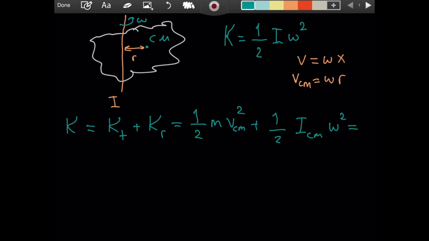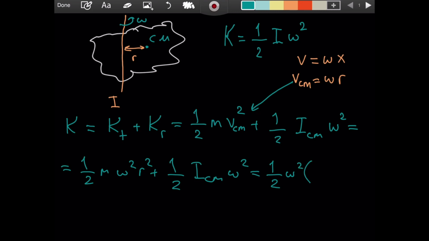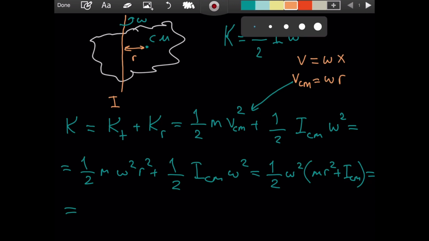And now I will substitute this here to get 1/2 m ω² r² plus 1/2 I_cm ω². Here I want to factor out 1/2 ω². That will leave us with m r² from the first term and I_cm from the second term. This is very helpful because by the parallel axis theorem, this part will give us I, right?